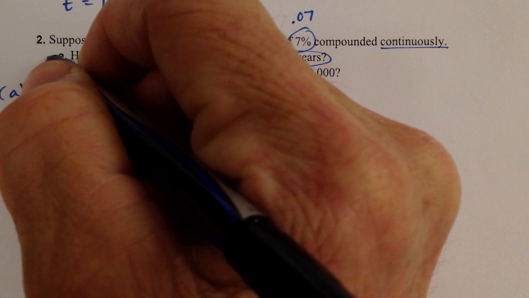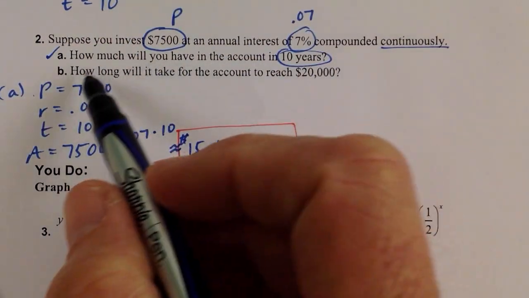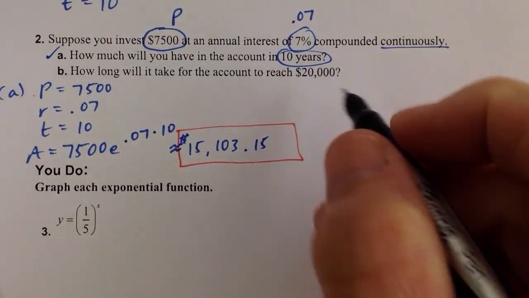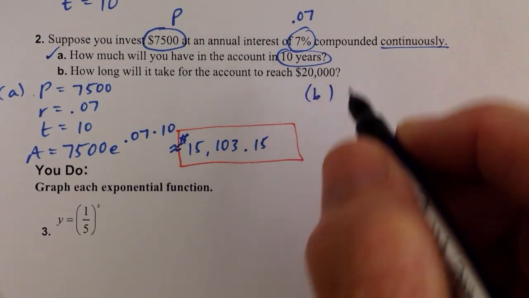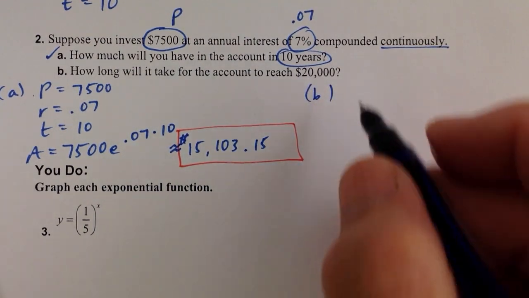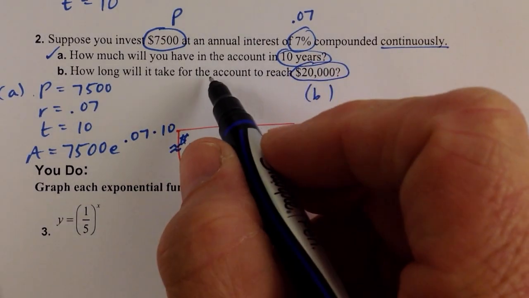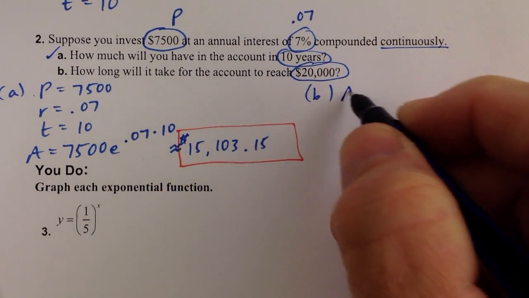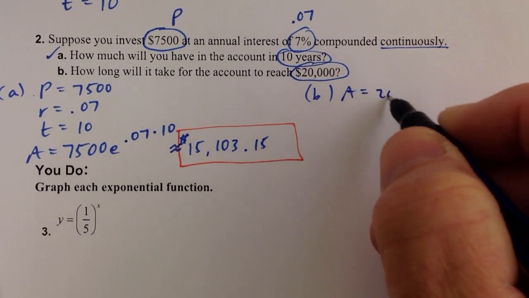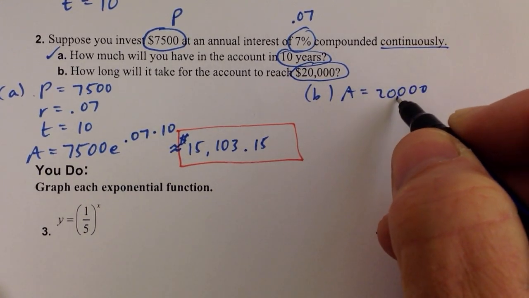Now, let's look at part B. We already have part A checked off. Part B, how long will it take for the account to reach $20,000? Well, this means, let's put our variables in here, for the account to reach $20,000, that's the A value. That's the amount in the account after a certain number of years.